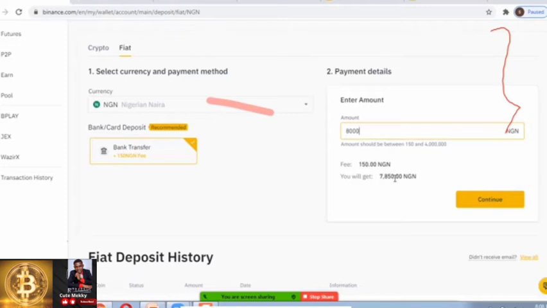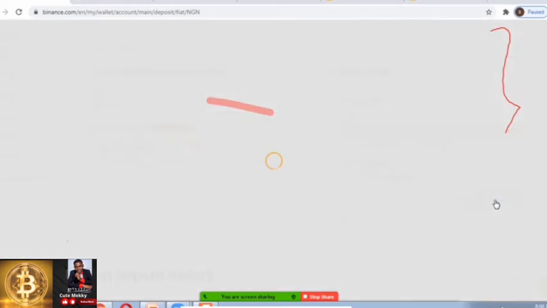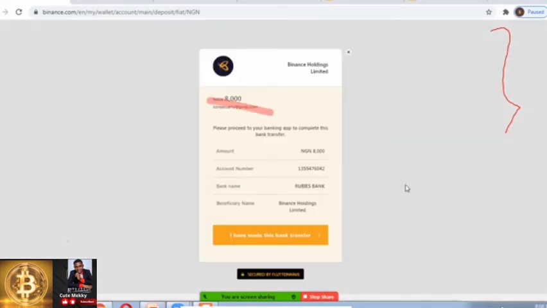So for the purpose of this training, I will transfer or deposit 8,000 Naira into Binance right now, so that you see it reflects. So what I will do is I will click on continue. I've done this over and over again. If I show you my chart now, what I will do is I will send this money to this bank. I will send this exact amount to this account number. It is very important.